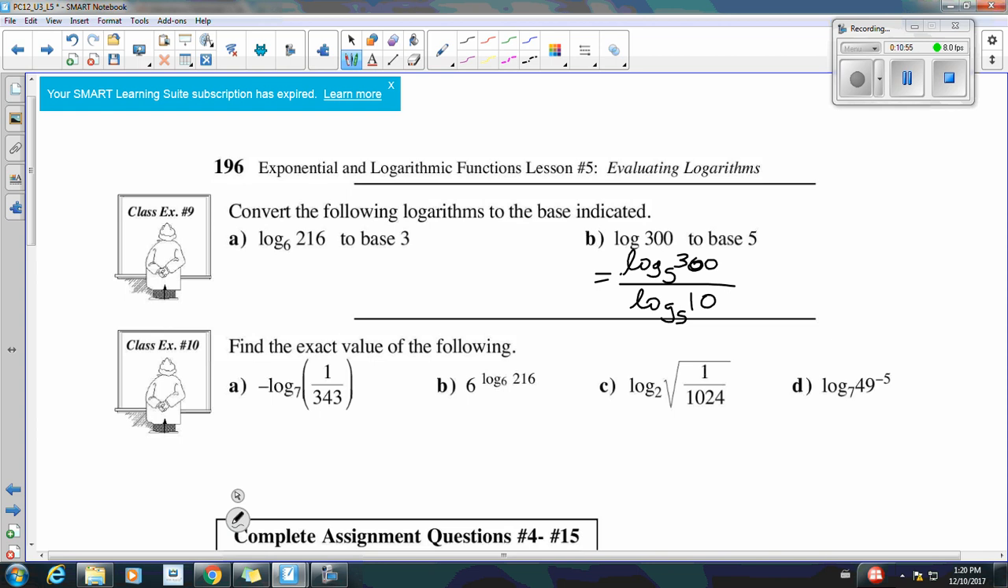Okay, we're going to leave these ones. You could change their bases so that you can calculate things a little bit simpler, or you can just punch them into your calculator.